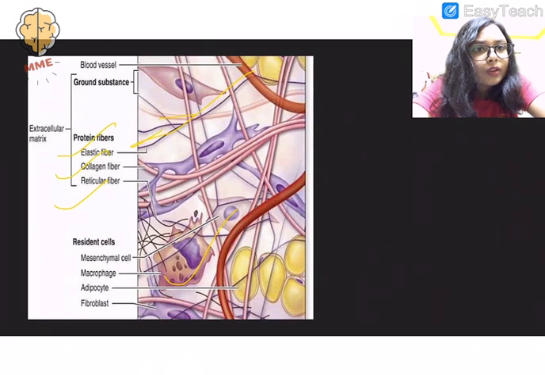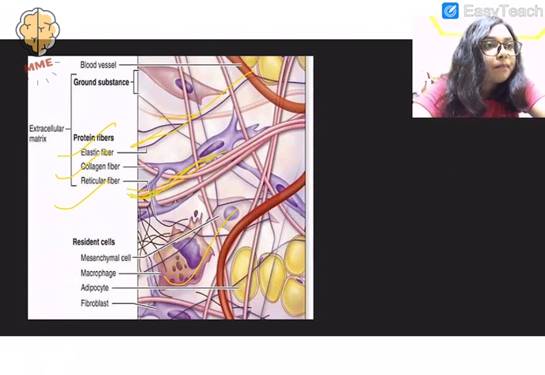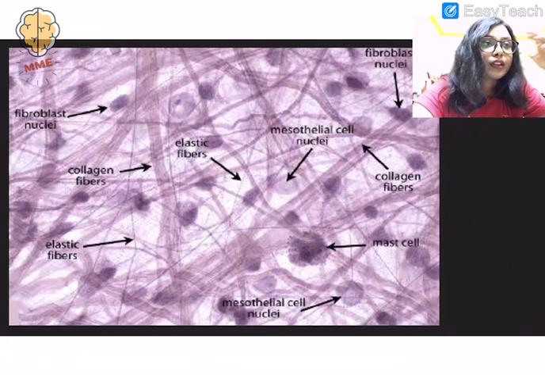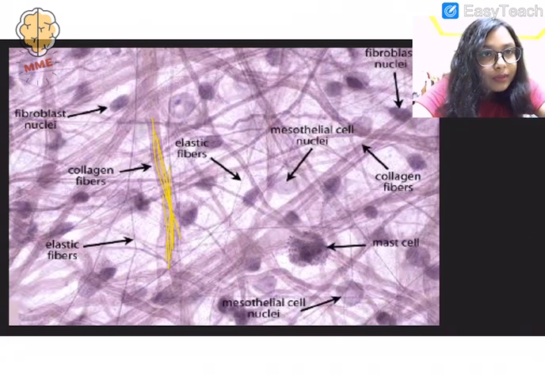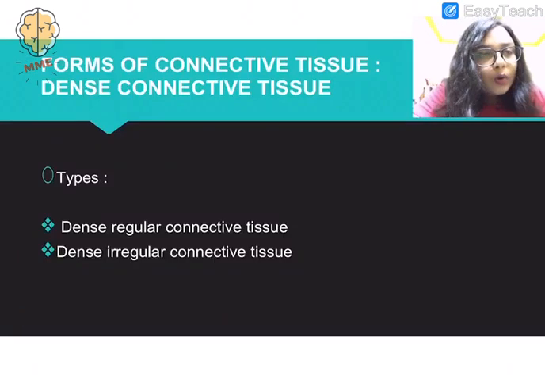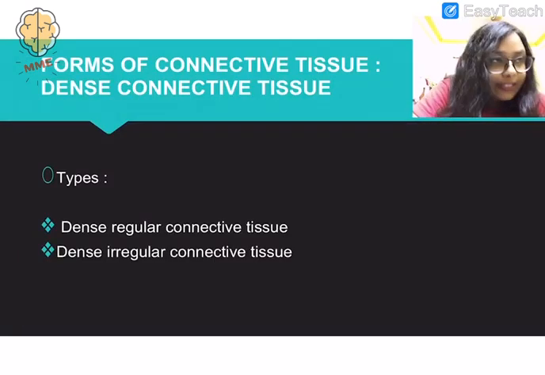Okay, collagen fibers. Why do we call them collagen fibers? Because they are in bundles. Hence we call collagen fiber as collagen bundles also. This is the real image, where these bundles are actually collagen fibers, and the single thread-like structures which are present are the elastic fibers.